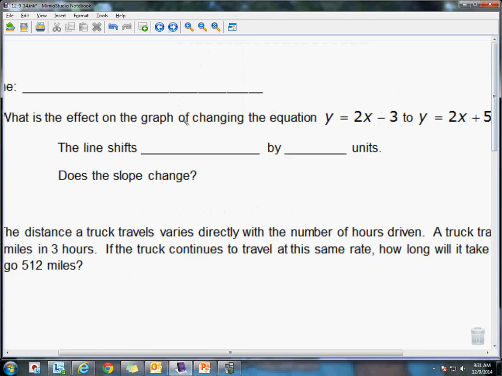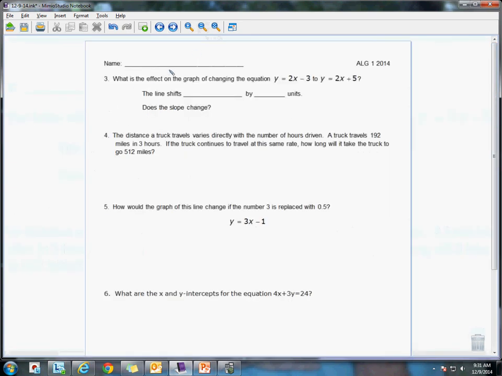Number 3, it says what is the effect on the graph of changing the equation y equals 2x minus 3 to y equals 2x plus 5. So again, both of these are in slope-intercept form. Y equals mx plus b, y equals mx plus b. If you notice, both of these, their slopes are 2, and what's changed is your y-intercept. It went from negative 3 to 5.